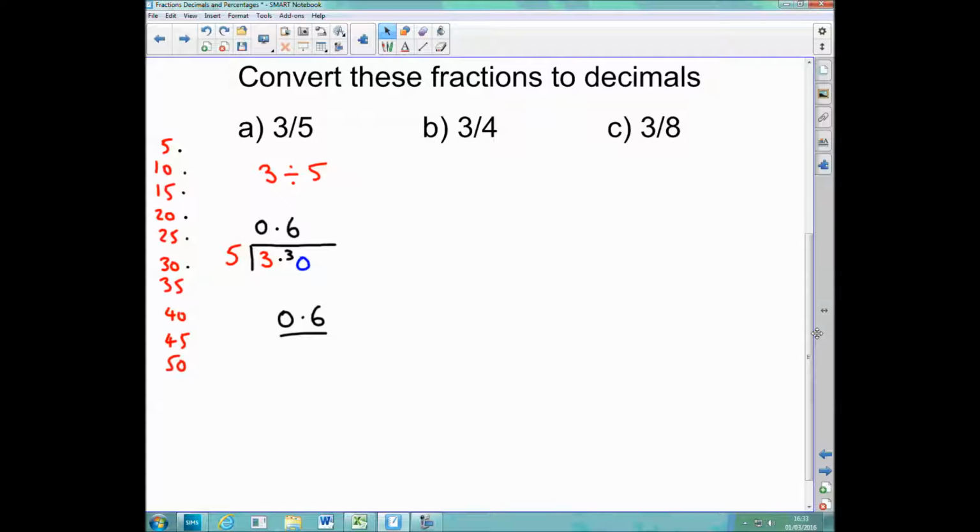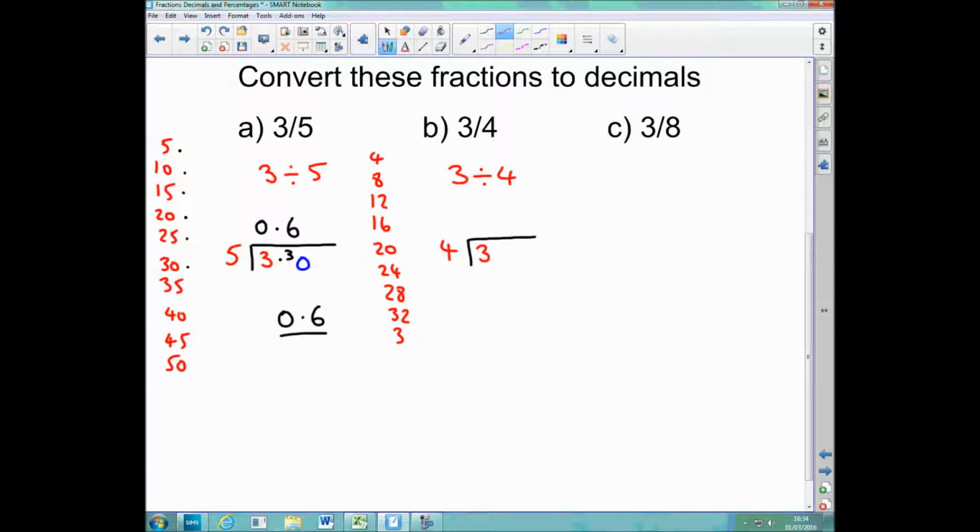So the next one, I'm going to do 3 divided by 4. Remember the top divided by the bottom. Okay, so I'm going to draw my bus stop out. Now I'm dividing 3 by 4. So I'm going to write out the 4 times table to help me out. So 4, 8, 12, 16, 20, 24, 28, 32, 36, 40.